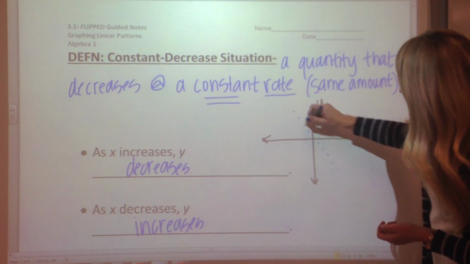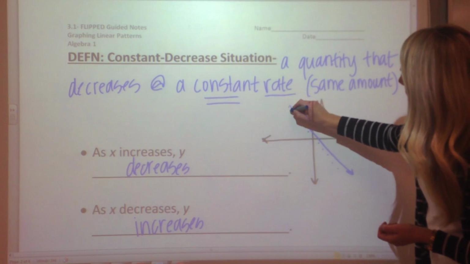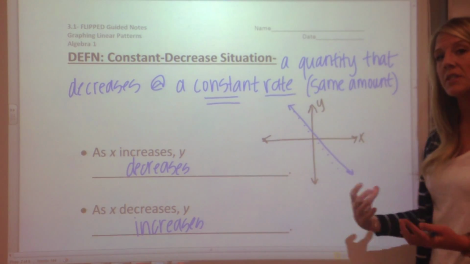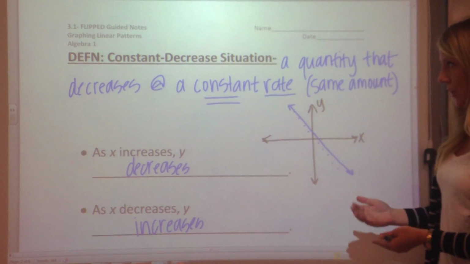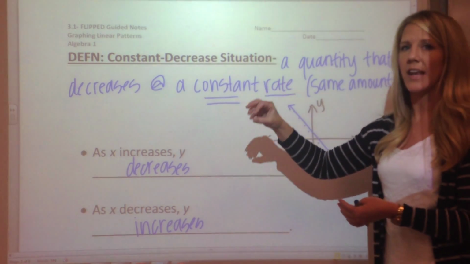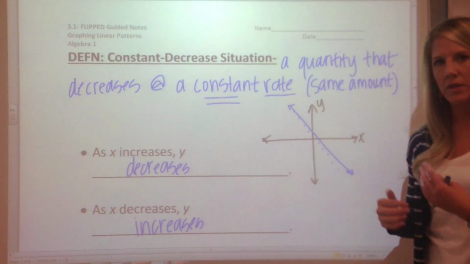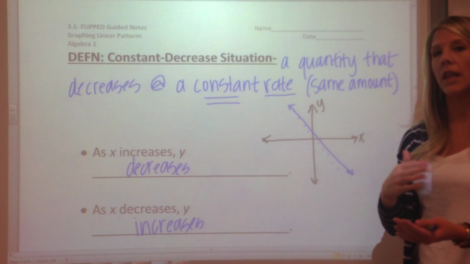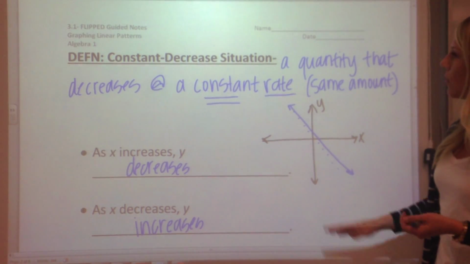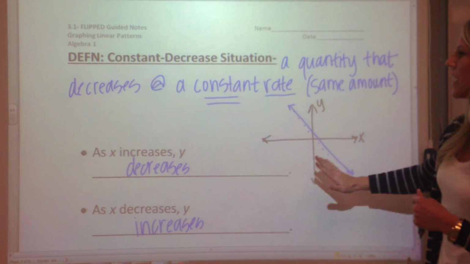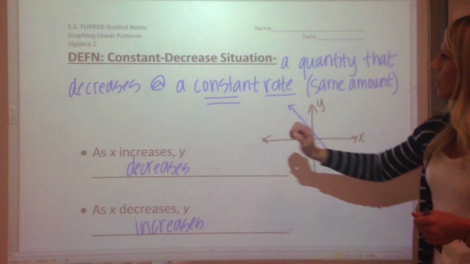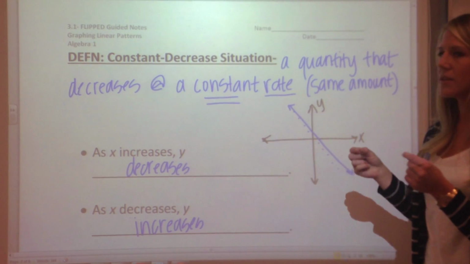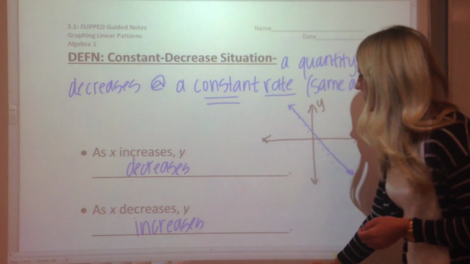So again, we have this linear situation, something that looks like a line. Notice it's going downhill from left to right, and maybe some of you are thinking that's a negative slope. You are correct. Constant decrease will result in negative slope. We will talk more about slope and how that affects the shape of a line later this year. But for right now, maybe that's something you're familiar with and you could apply it to this. In general, with constant decrease, your x and y values are going in different directions. With constant increase, they're going in the same direction.